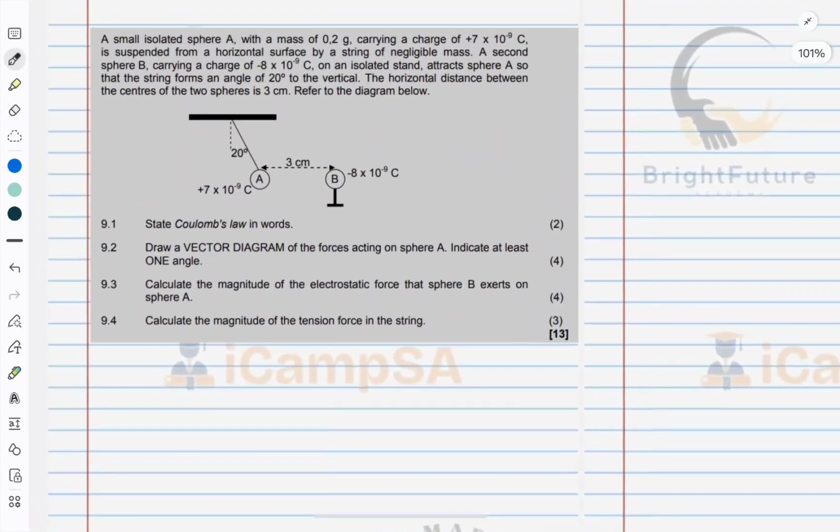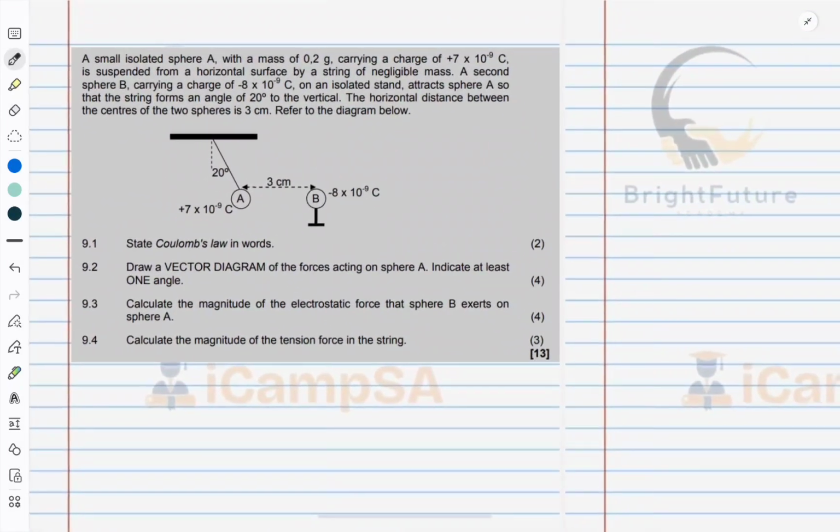Right, in this problem we are told that we have a small isolated sphere A, and it has a mass. Remember, once something has a mass, it means automatically that gravity will act on that thing. So there'll be a force of gravity exerted on that object.